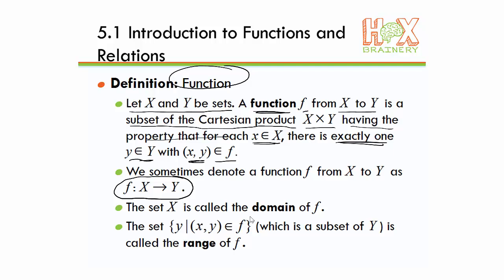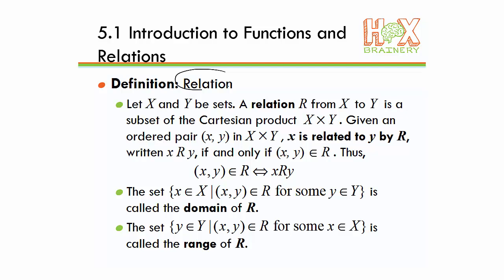The set X is called your domain for the function, and the set of all elements y such that the ordered pair (x, y) is an element of the function, which is a subset of Y, is called the range of the function.